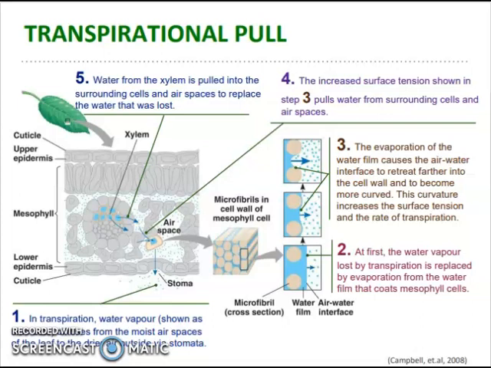In the third step, the evaporation of the water film causes the air-water interface to retreat further into the cell wall and to become more curved. This curvature increases the surface tension and the rate of the transpiration process. Next, in the fourth step, the increased surface tension shown in step 3 pulls water from surrounding cells and air spaces. And in the last step of the transpirational pull mechanism, water from the xylem is pulled into the surrounding cells and the air spaces to replace the water that was lost in the tissue.